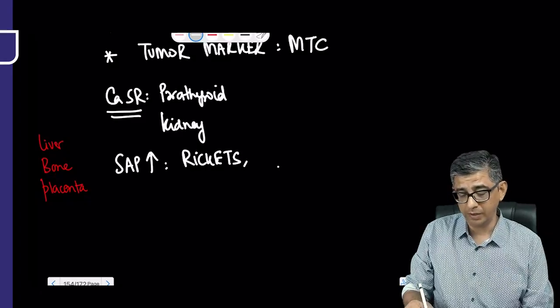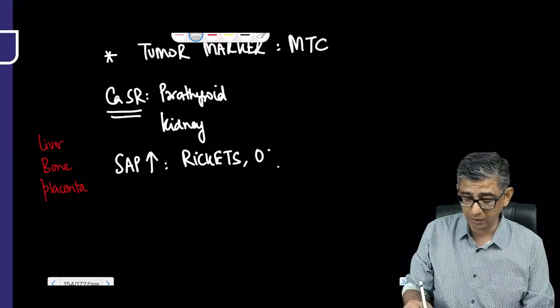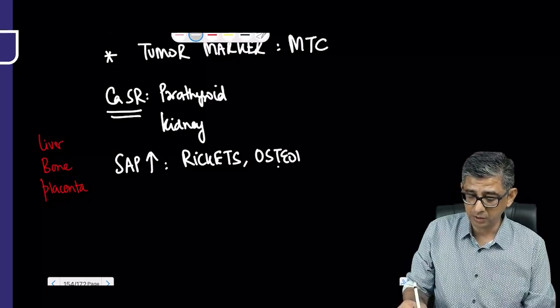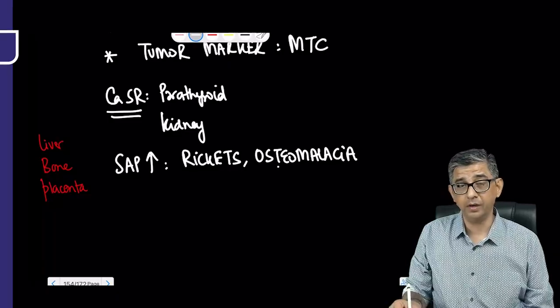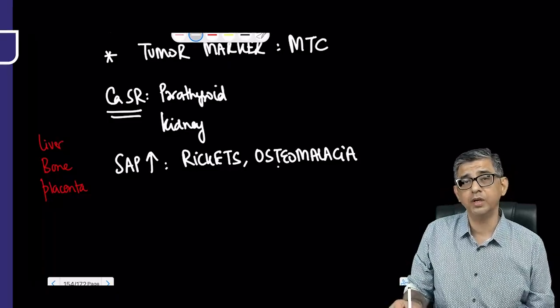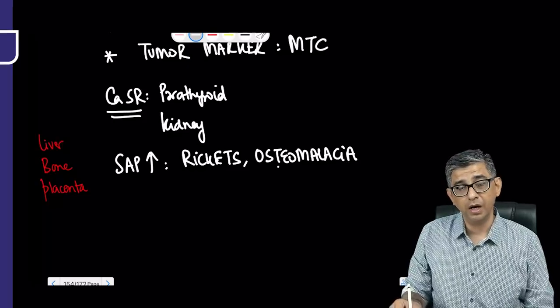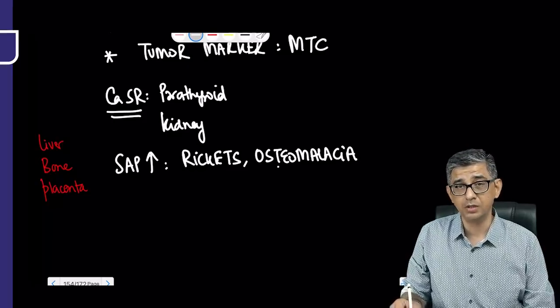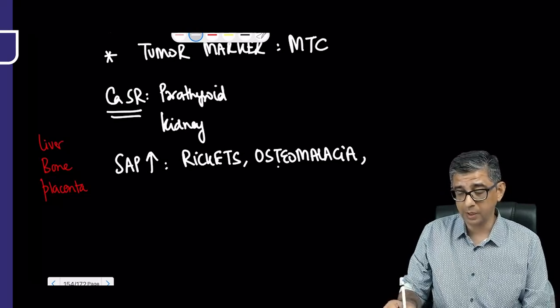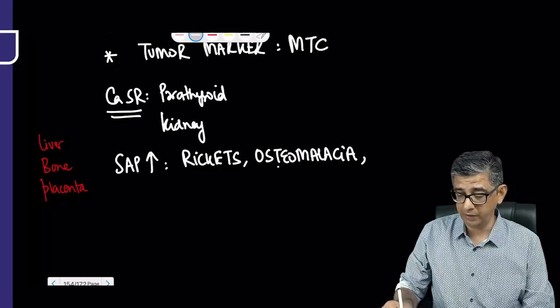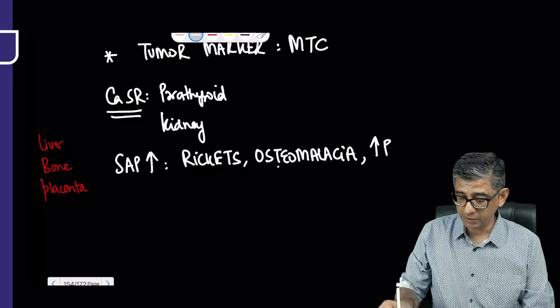A quick recap: elevated SAP would also be encountered in vitamin D deficiency in adults, which would be osteomalacia. Remember, in osteoporosis, SAP is normal. It's not affected because osteoporosis is due to increased activity of osteoclasts, and SAP is not produced by osteoclasts. SAP is produced by osteoblasts per se.